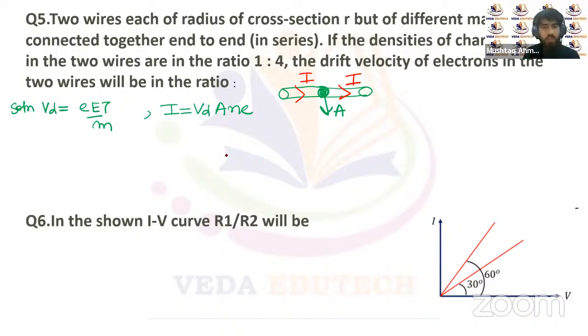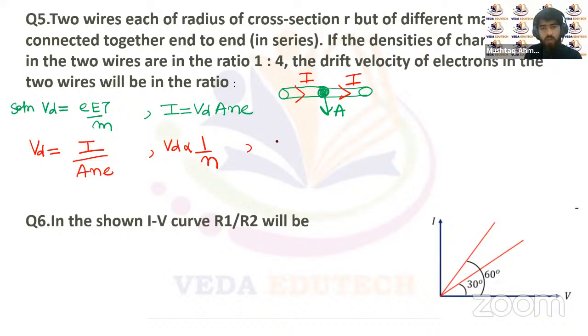Now the thing that will be different is the charge density. The drift velocity is different and the charge density is different. So if the charge density is different, the drift velocity has to be different. We can write drift velocity in terms of current as I upon A n e. Area of cross section is same, charge is same, current is same, so the drift velocity will be inversely proportional to the charge density, not current density.